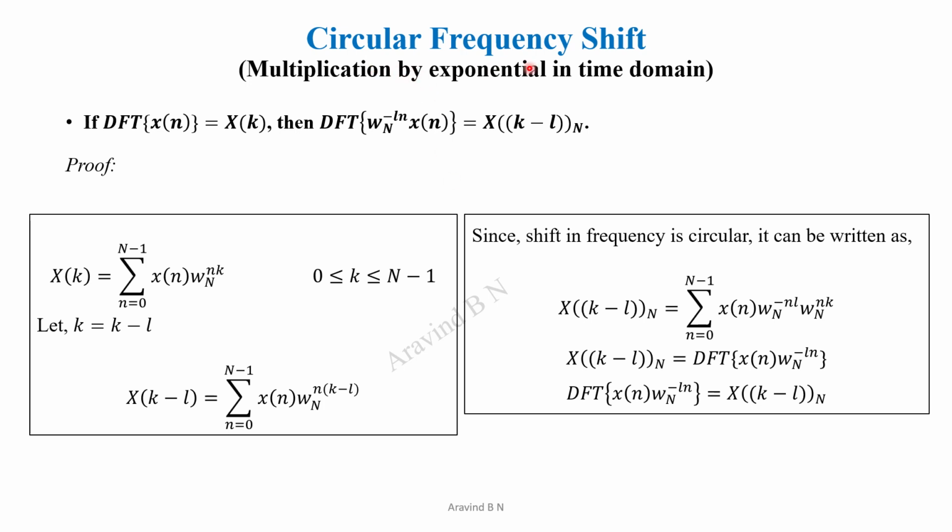So, circular frequency shift is also known as the multiplication by exponential in time domain. The statement says that if DFT of x of n is equal to X of k, then DFT of W_N^(-ln) into x of n is equal to X of k minus L with respect to N. So this is a small realization of the circular frequency shift property. And finally, what we are going to prove with respect to the values is this last statement.